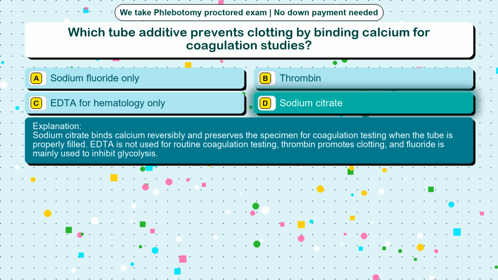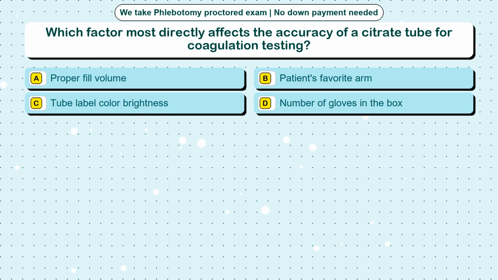Sodium citrate binds calcium reversibly and preserves the specimen for coagulation testing when the tube is properly filled. EDTA is not used for routine coagulation testing. Thrombin promotes clotting, and fluoride is mainly used to inhibit glycolysis. Question 81. Which factor most directly affects the accuracy of a citrate tube for coagulation testing?